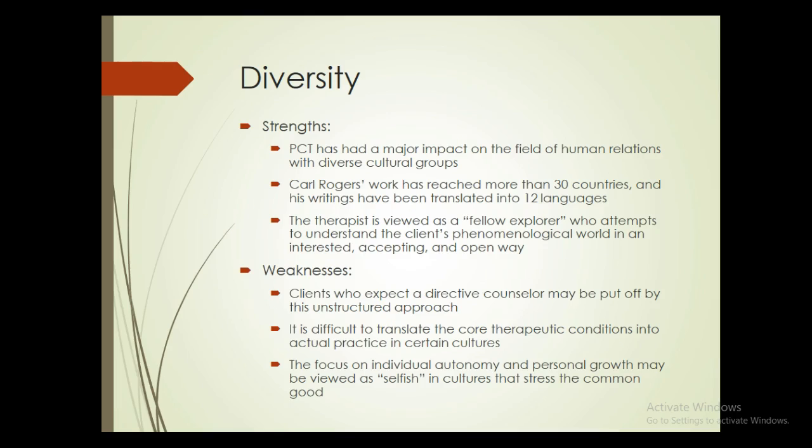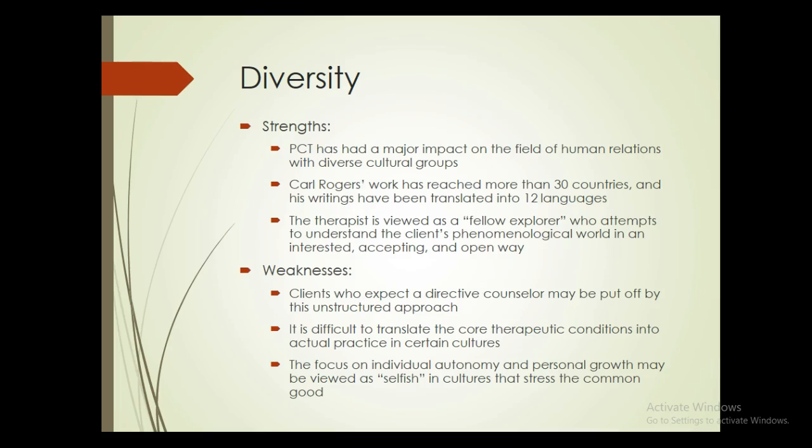And then finally, I want to take a look at the theory in terms of diversity. So some strengths. The person-centered theory has had a major impact on the field of human relations with diverse cultural groups because we're going to the person first and listening to them. Rogers' work has reached more than 30 countries, and his writings have been translated into 12 languages. The therapist is viewed as a fellow explorer who attempts to understand the client's phenomenological world in an interested, accepting, and open way. Some weaknesses.